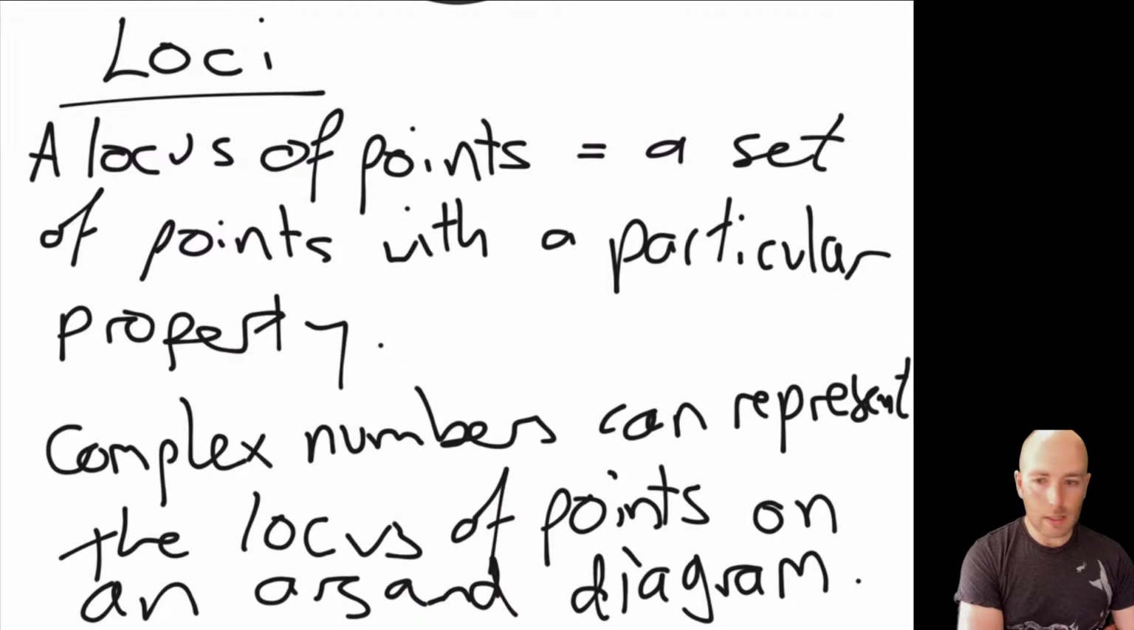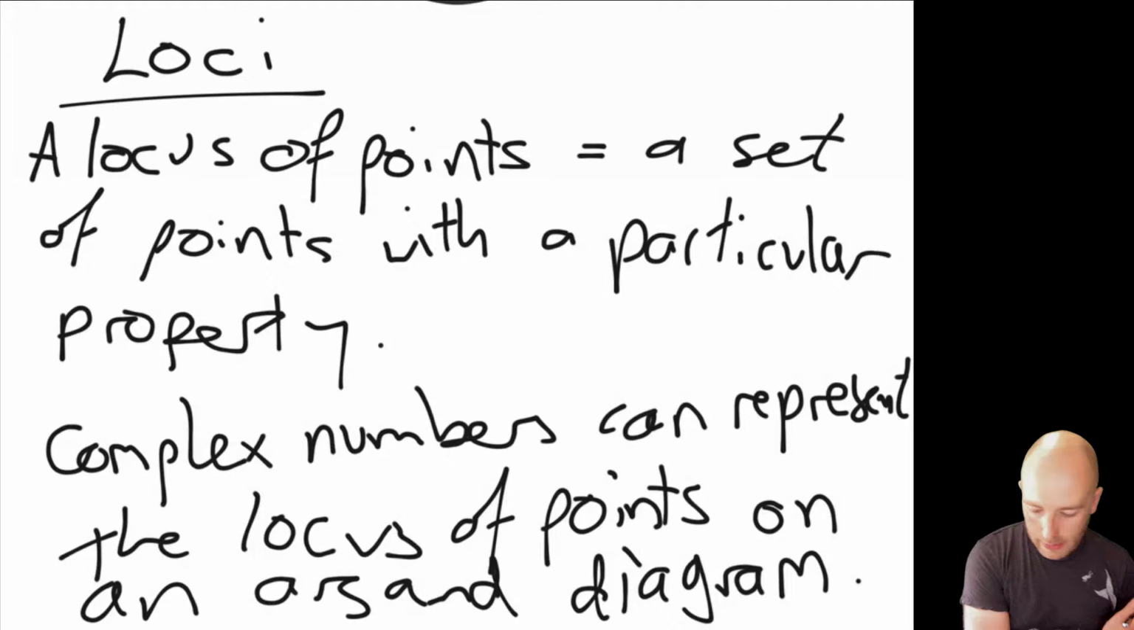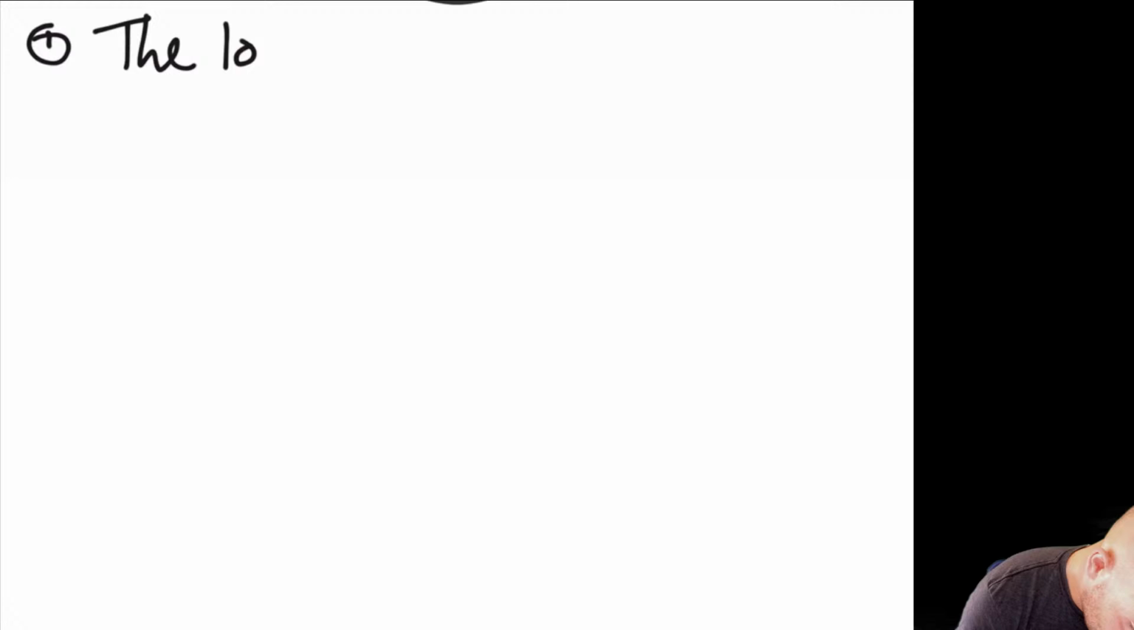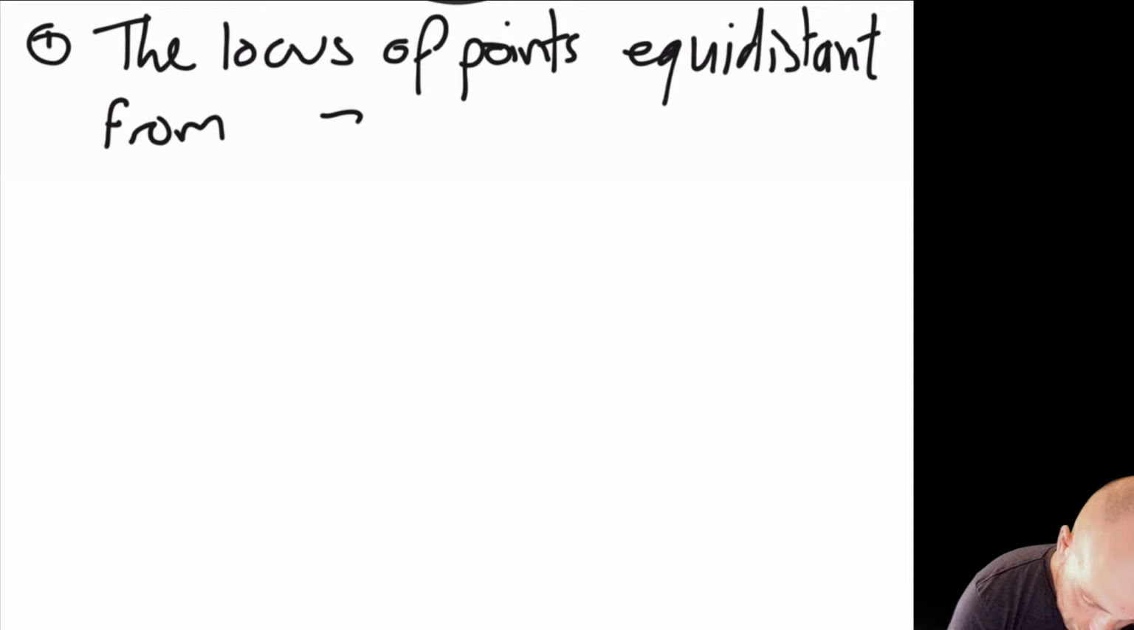Cool, all right. So there's our basic definitions. We're going to look at a few different types of this. This is going to take probably all of today's lecture, possibly tomorrow as well. And I've just dropped my pen. So we're going to start looking at the easiest type, which is the locus of points equidistant from z1 equals x1 plus i y1.